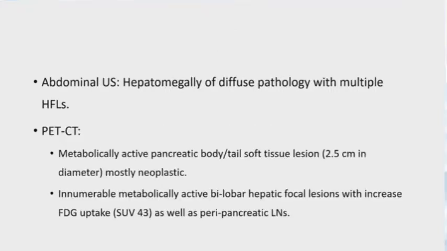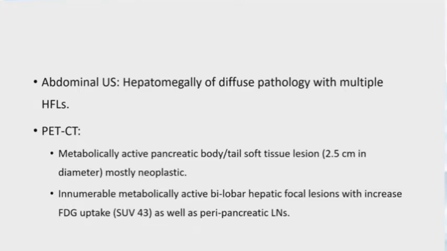She did abdominal ultrasonography that showed hepatomegaly of diffuse pathology with multiple hepatic focal lesions. So her referring physician ordered a PET-CT, which revealed a metabolically active pancreatic body-tail soft tissue lesion around 2.5 centimeters in diameter, mostly neoplastic, with innumerable metabolically active bilobar hepatic focal lesions with increased FDG uptake up to 43 SUV, very high, as well as peripancreatic lymph nodes.